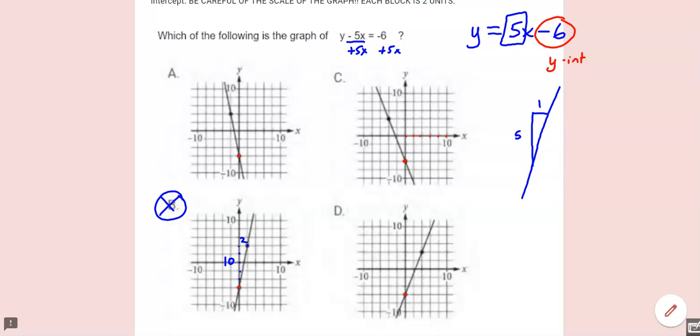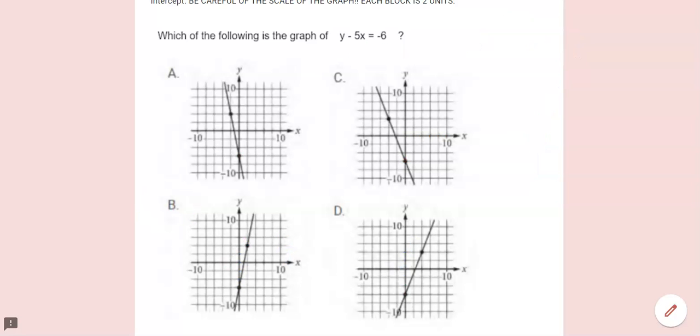What am I doing here? This one goes up 2, 4, 6, 8, 10, but then it goes over 4. All right, up 10 over 4. So that one actually has a slope of 5 halves. This one has a slope of 5 over 1. So the correct answer here is B.